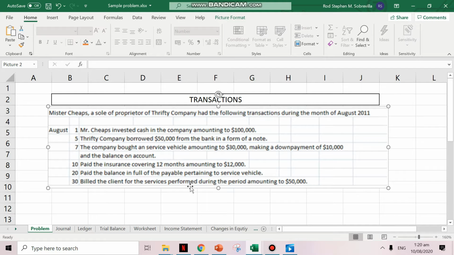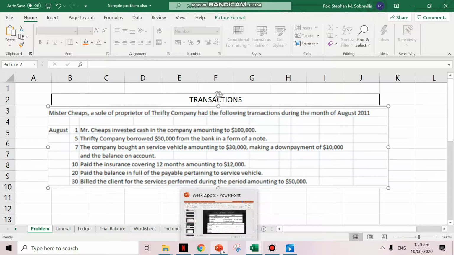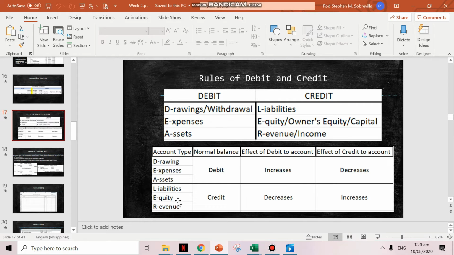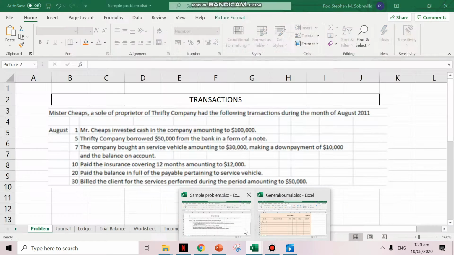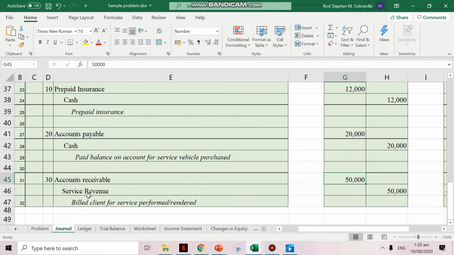So, ang normal balance ng service revenue, yung kita natin, is pasok sa LER revenue. So, para mag-increase siya, to increase, you need to credit it. So, credit tayo ng service revenue, 50,000. And then, the description.